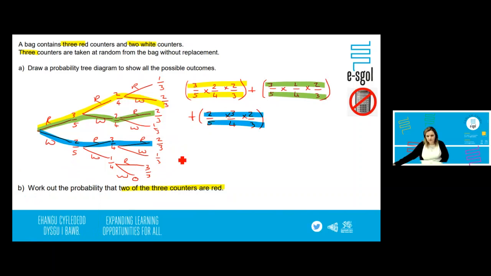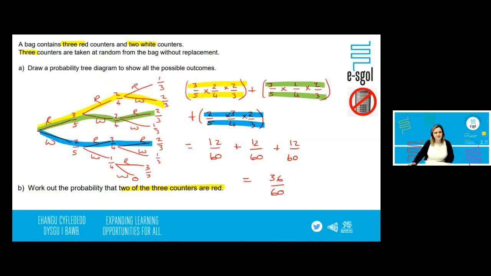Okay, so now each of those needed to be worked out. You'd have 12 over 60 for the first one. Just waiting for my pen to catch up with my brain here. So 12 out of 60 for the second one and 12 out of 60 for the third one. And when you add all of those together, 36 over 60.